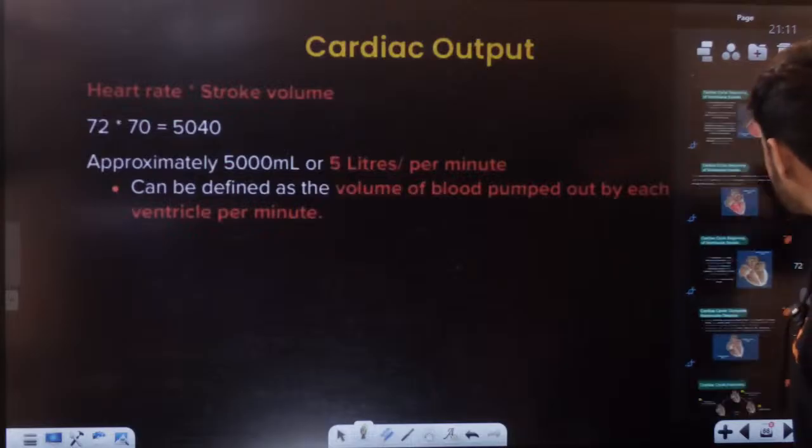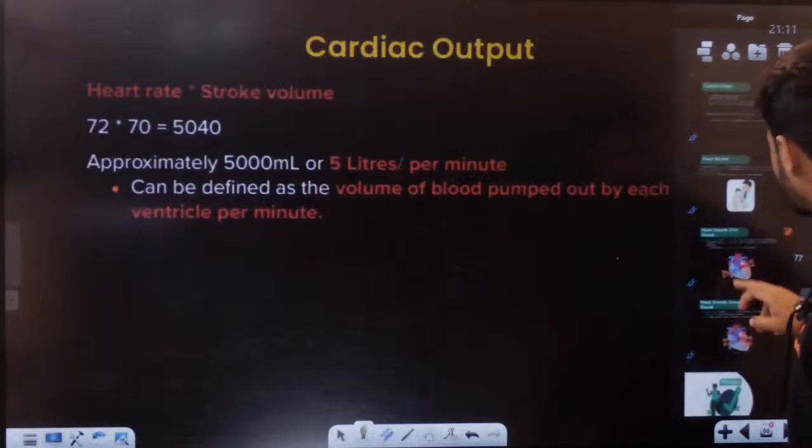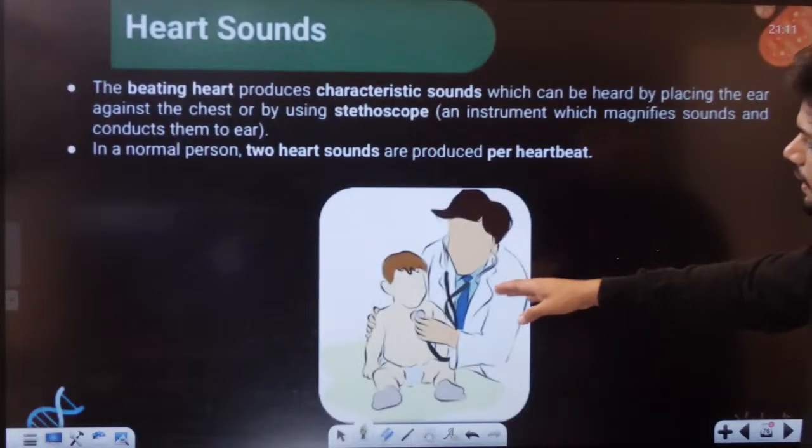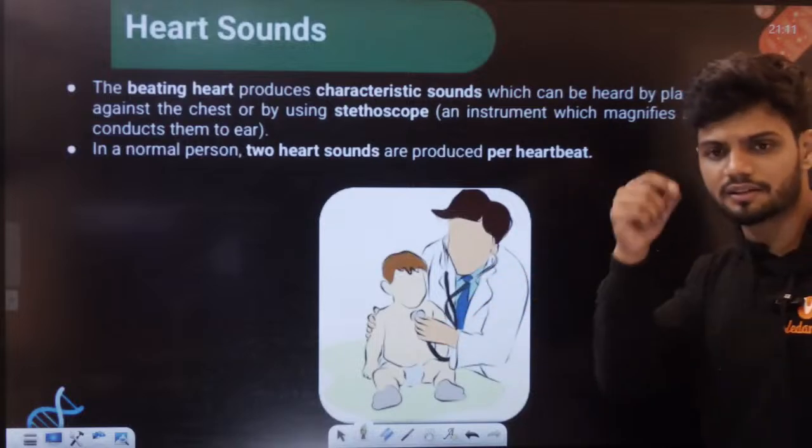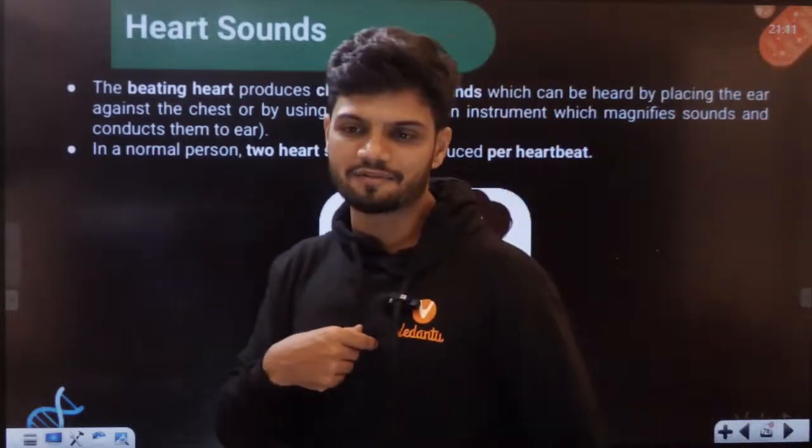Okay, so students, I think we'll close here. Today's class is over, and this lub dub sound is heard by the stethoscope. We can hear the lub dub sound, that is the closing of the valves sound.